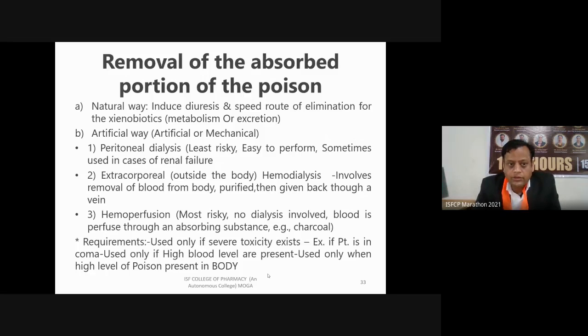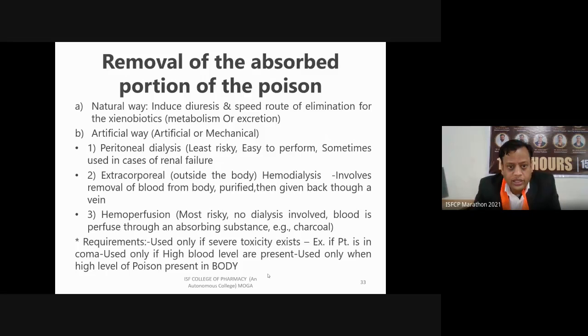First one is the natural way, and second one is the artificial way. The natural way includes diuresis. So if any poisonous substance is absorbed in our body and present in blood, then the natural way is to induce diuresis. By using diuretics, we speed the route of elimination for xenobiotic metabolism or excretion, because a poisonous substance forms toxic metabolites, and if we eliminate these toxic metabolites from the body in time, then the toxicity can be reduced.